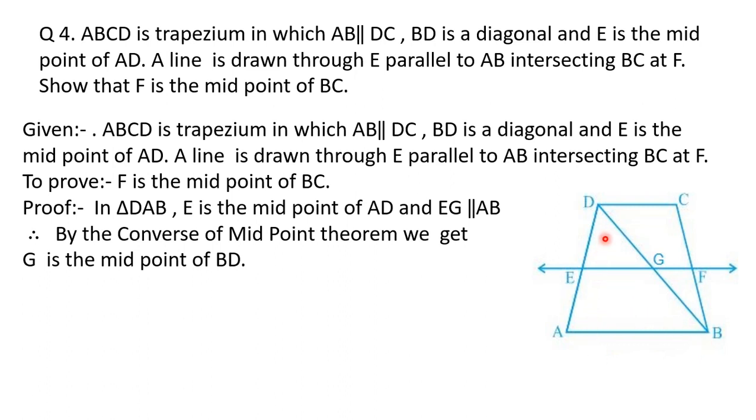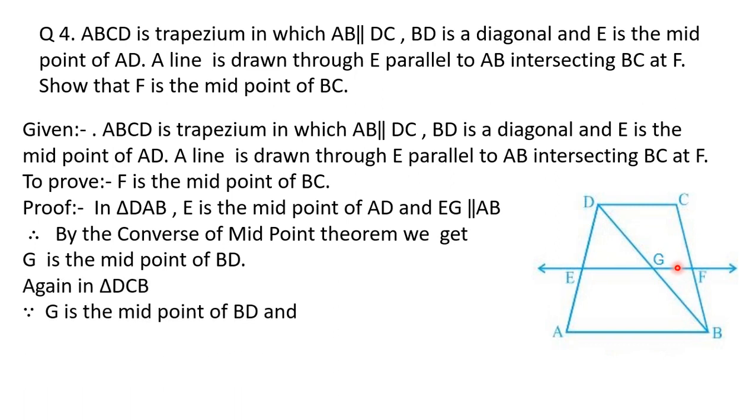In the triangle ADB, we have E is the midpoint of the side AD and EG line is parallel to AB. So we can say by the converse of midpoint theorem, this point G is the midpoint of the side BD. Now again in the next triangle BCD also we can say G is the midpoint of the side BD and GF is parallel to DC.